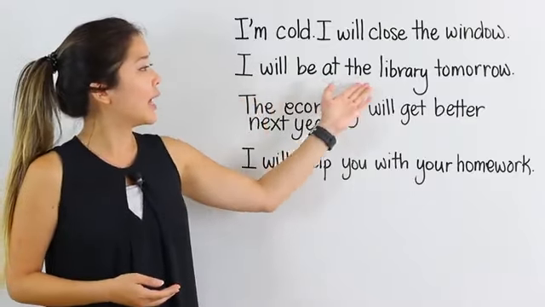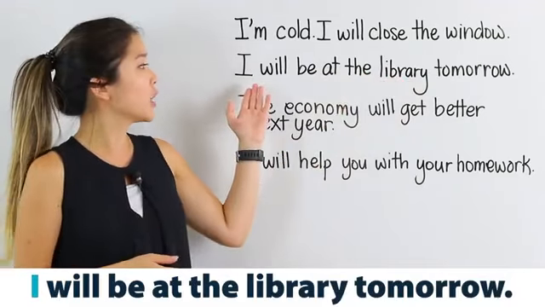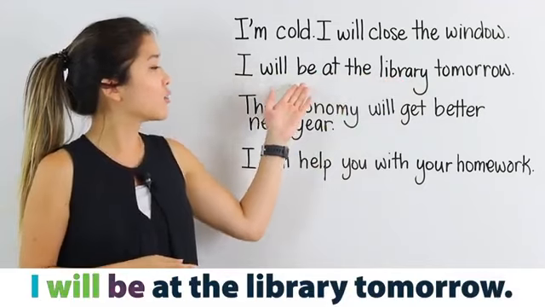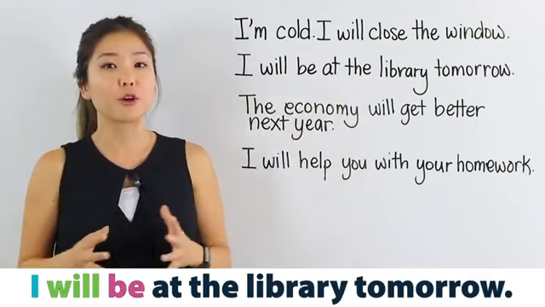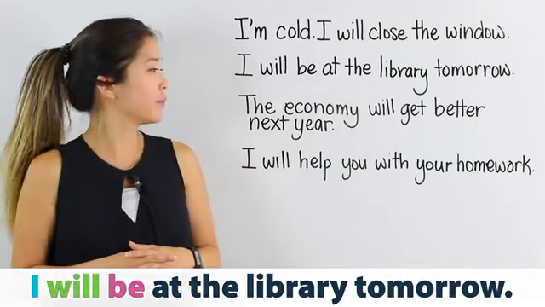I will be at the library tomorrow. Again, you start with the subject and then will. After that, you have the base verb. You can use the be verb to talk about a confirmed plan. I will be at the library tomorrow.